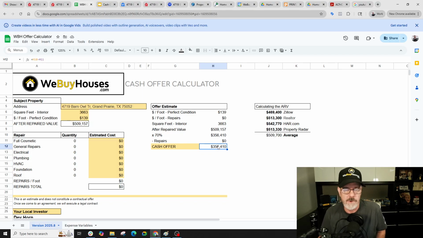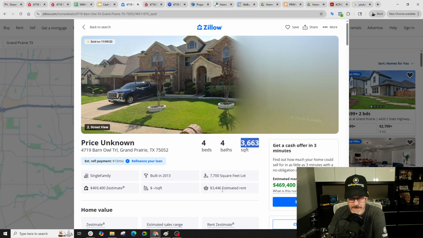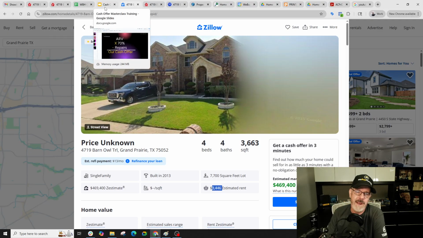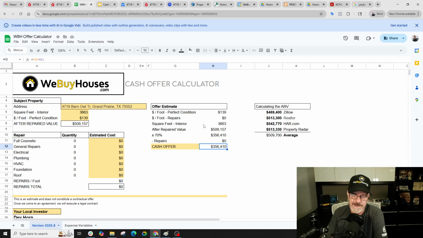Now, could you pay more than that? Yeah, you could. If you're going to rent it, you might be able to pay more. Wouldn't pay a lot more, honestly, because I don't think it would rent at that $3,700. I think that's what Zillow said, didn't it? No, $3,446 is what Zillow said. Man, I don't know. These days, not that many people renting at 3,000 plus, but there are some.